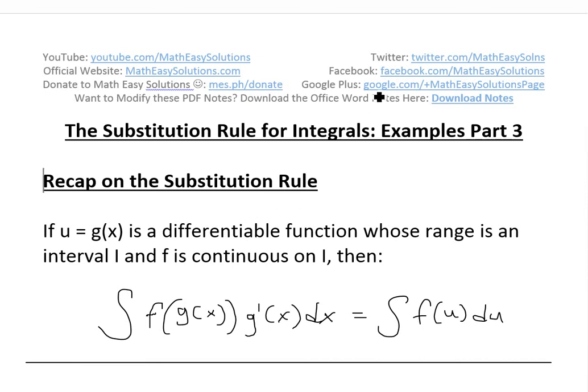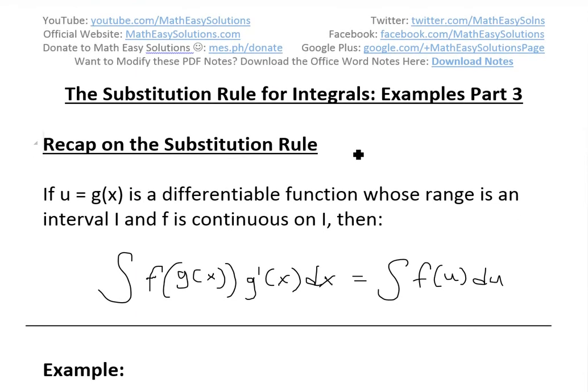Today we'll discuss further the substitution rule for integrals and look at part 3 of the example series. I'm going to go over just one example today. It's a pretty useful one.